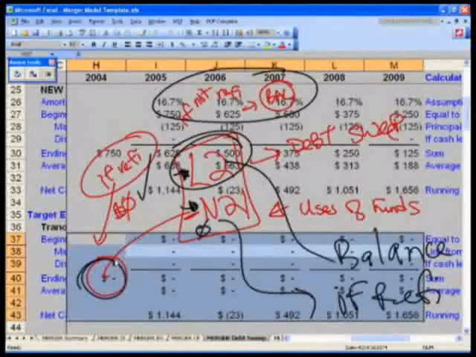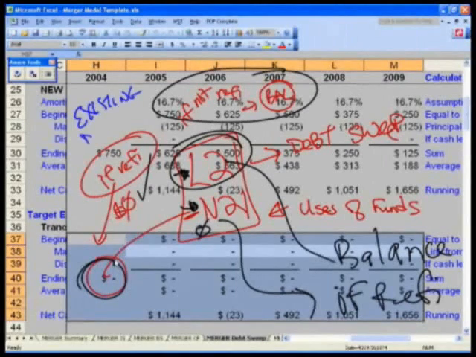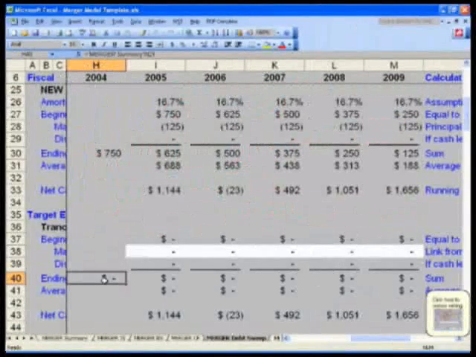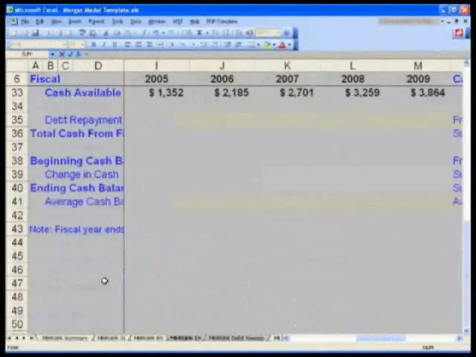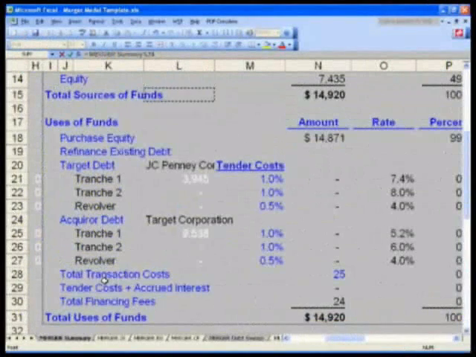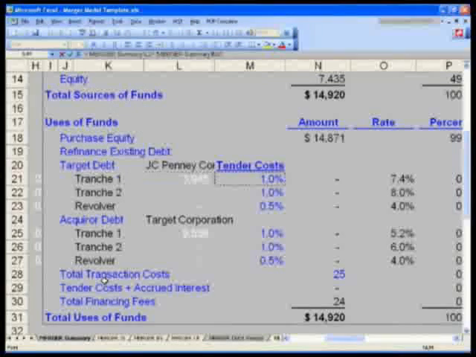We're going to follow that same logic for all of our six existing debt tranches. All six will follow that logic for the target as well as for the acquirer. So first of all, in H40, and we also have to do a little more things in our mandatory payment, so bear with me here. H40 will say equals, control page up to the merger summary, L21 minus N21 from the merger summary.